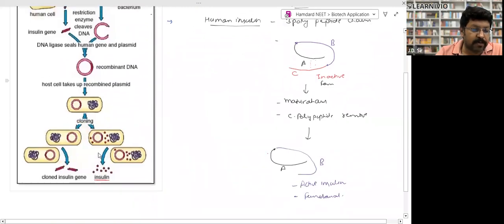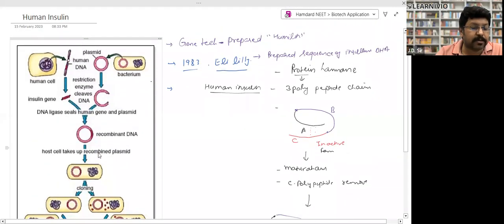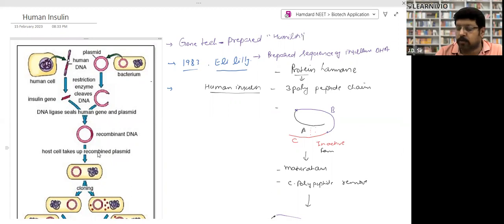both polypeptide chains remain connected with the help of sulfur bridges, right? So we have joined both of the polypeptide chains with the help of sulfur bridges, and that's how human insulin has been formed with the help of transgenic bacteria. Tell me, is it clear?